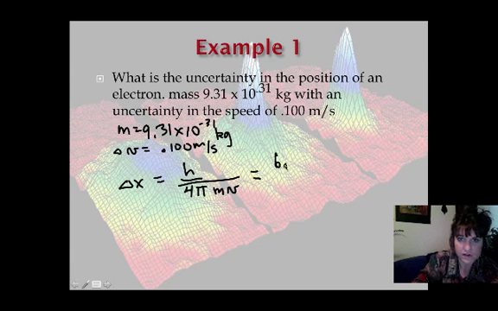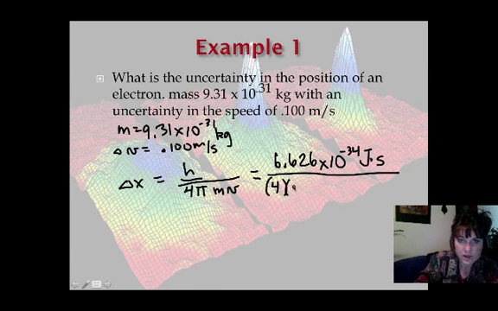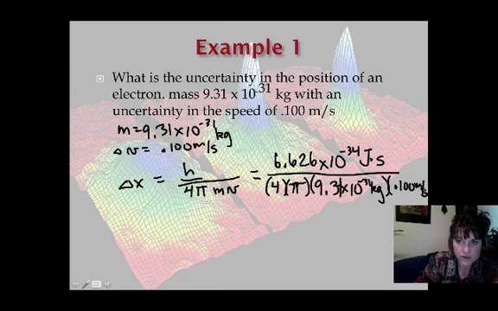So we're going to use Planck's constant again. What was that? 34, right? Joules times seconds divided by 4 times pi. And just use the button in your calculator that says pi, times the mass, 9.31 times 10 to the negative 31 kilograms, and multiply that by the speed, 0.100 meters per second.